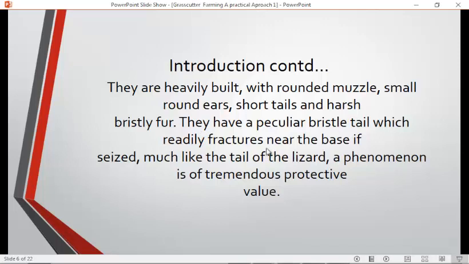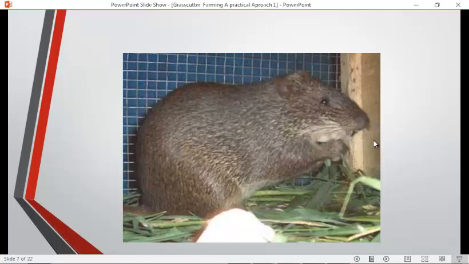Their fur, the hair on their body, is a little bit bristly, a little bit hard. Their tail is a little bit fragile and can break if not well handled. It's more or less like the tail of a lizard. This is just a brief introduction.